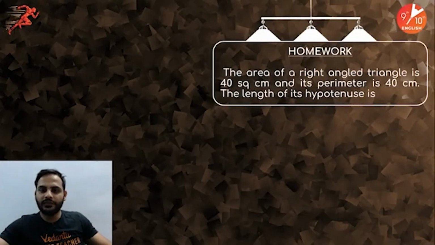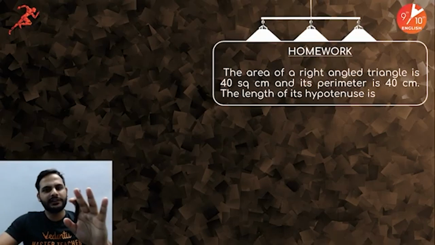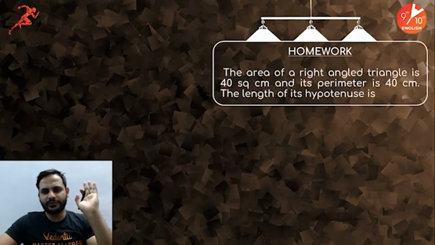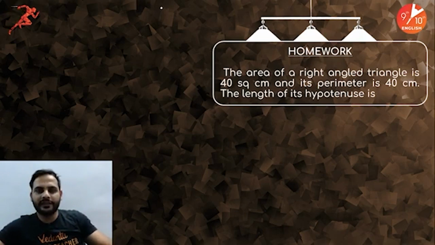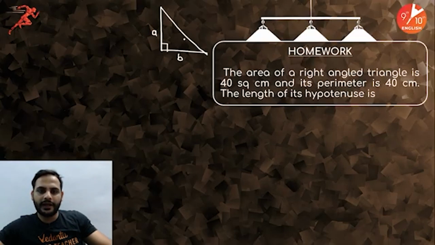So this was the homework given to you in the previous class, and this is a little bit difficult question. You need to think a lot about this question, that how do you get the hypotenuse. All right. So let's say, guys, we have a triangle with sides A, B, and hypotenuse is C.